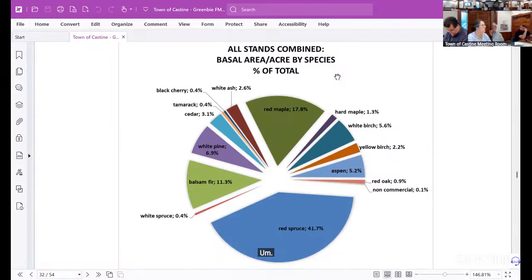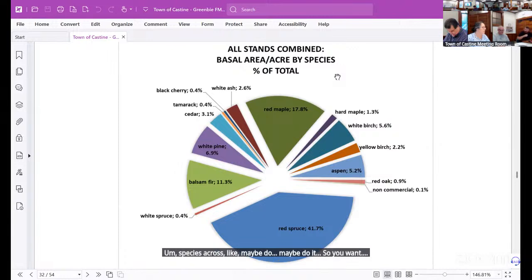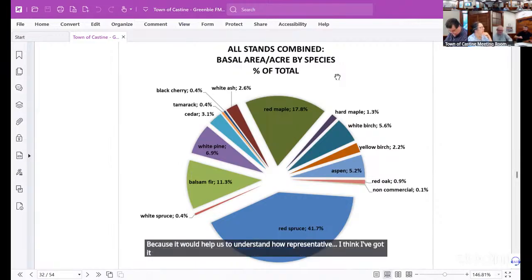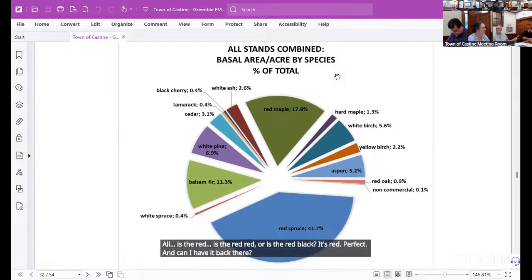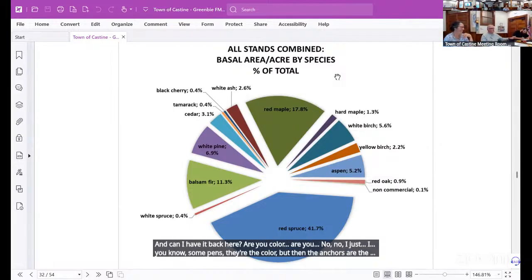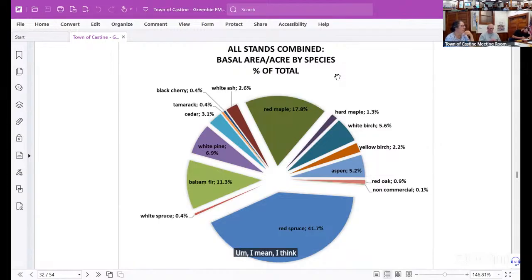Do you want this with species across, species to diameter? Maybe do it. Kevin, can I borrow a piece? Because it would help us to understand how representative. I think I've got it. Alright, it'll be quicker if I just get a little quicker. Is the red, red or is the red black? It's red. Perfect, and can I have it highlighted? Sure. Are you color, are you color? No, because some pens are the color, but then the ink isn't the same. What else do you want? My hand? No, I mean, I think you work okay, go ahead.